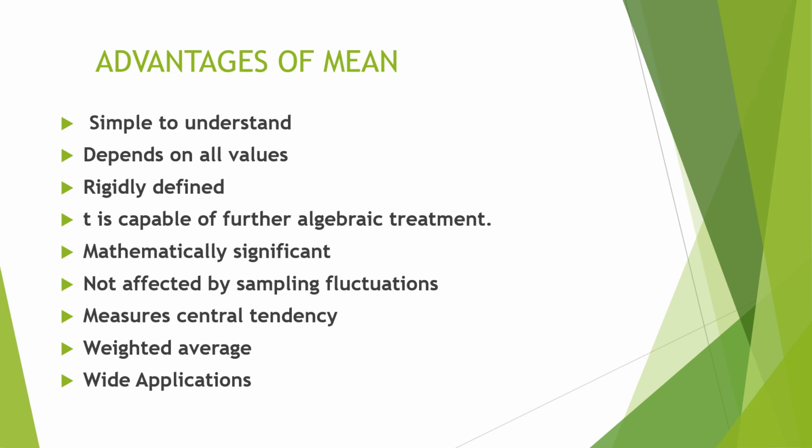Next is not affected by sampling fluctuations. It is reliable in the sense that it does not vary too much when repeated samples are taken from a big population for the purpose of estimation. So if we wanted to estimate the average height of the population of a country, it is enough to calculate the mean for a randomly chosen sample that is large enough. The sample mean will be a reliable estimate of the population mean.